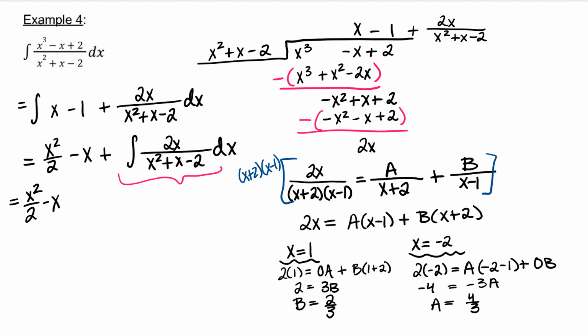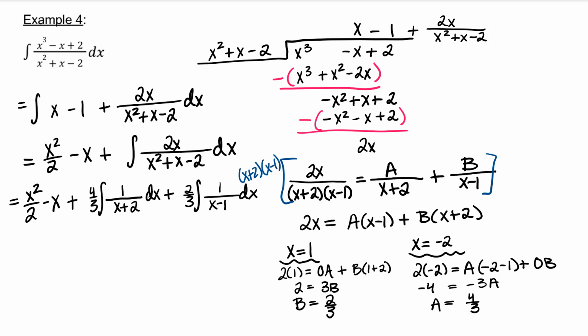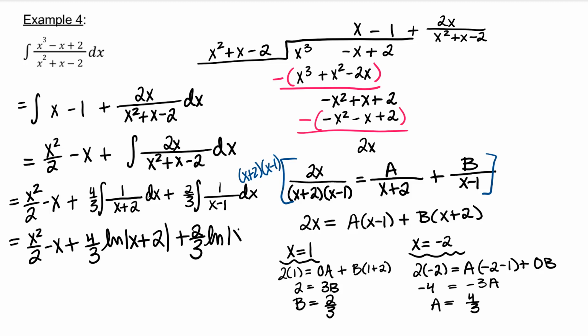This integral can now split into these two linear factors, plugging in a and b. A and b are the numerator of a fraction, so you can also take them out of the integrand and just multiply them by the fraction itself, making our final answer x squared over 2 minus x plus 4/3 ln of absolute value x plus 2 plus 2/3 ln absolute value x minus 1 plus c.